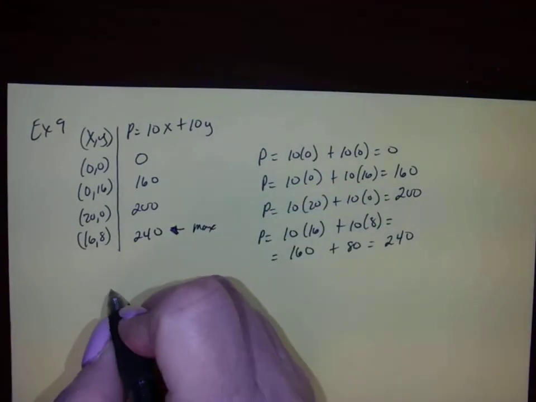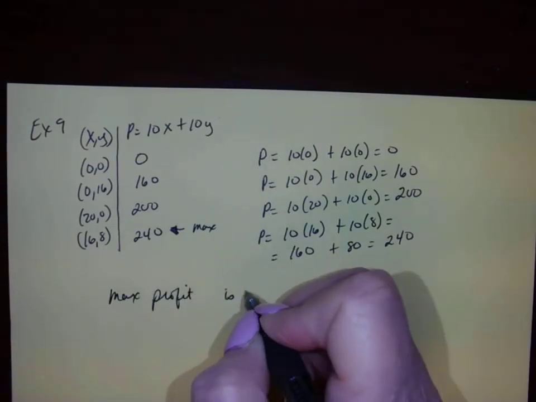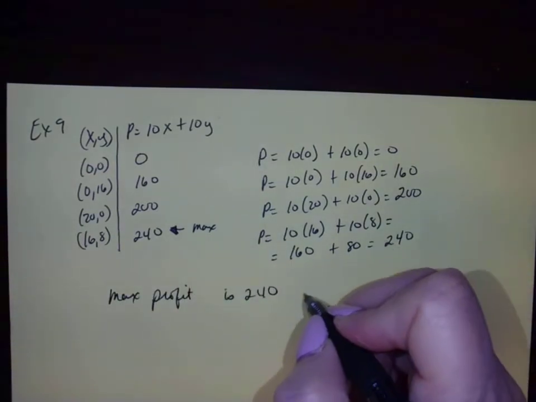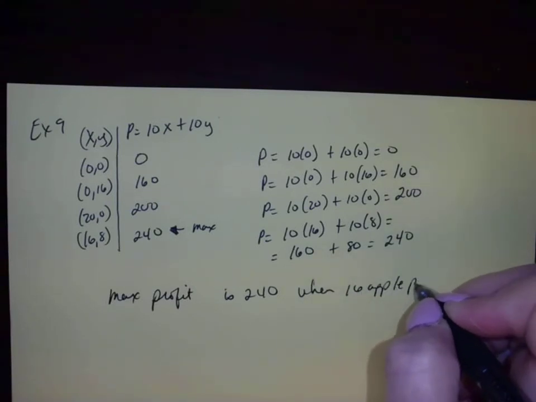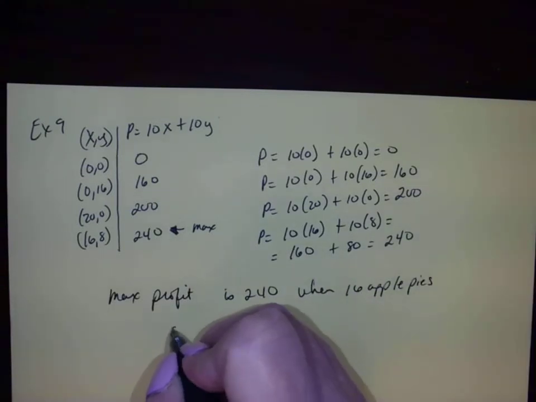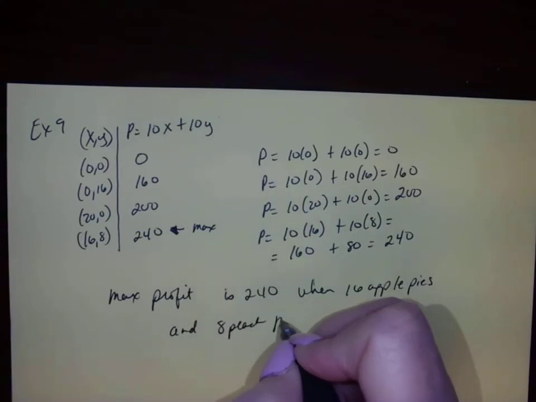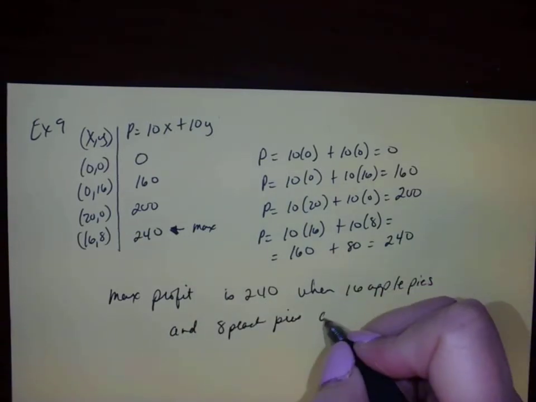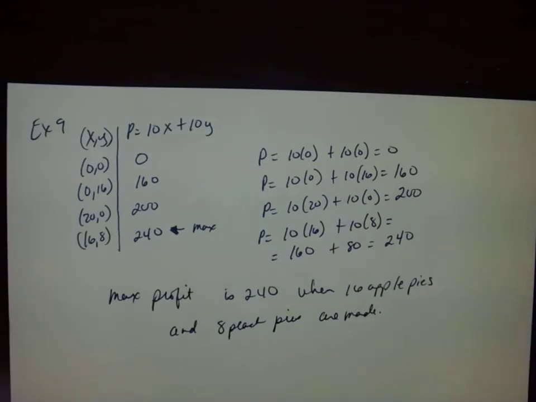So our max profit is 240 when 16 apple pies and 8 peach pies are made. Or we could say are sold, however you want to word that last part there. All right.